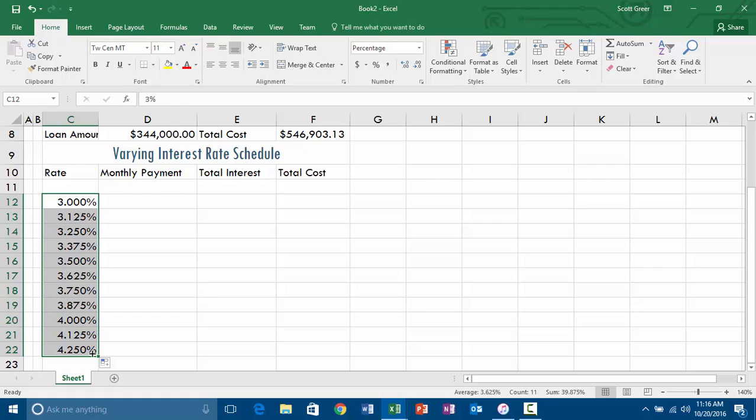3.125%, but it gave me 3.13%. That's because you haven't gone out another decimal place. You need to highlight them all and make it 3 decimal places.